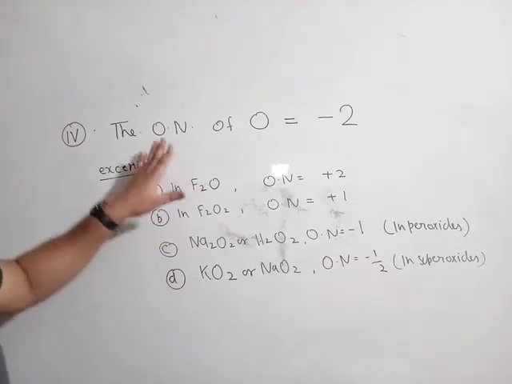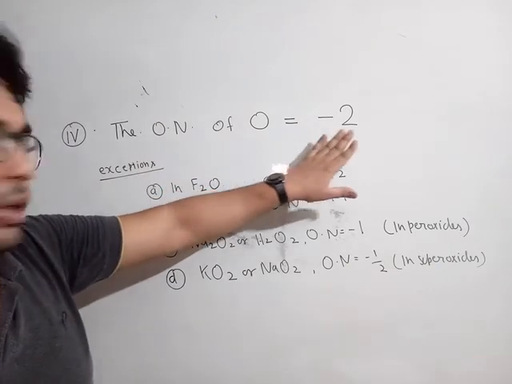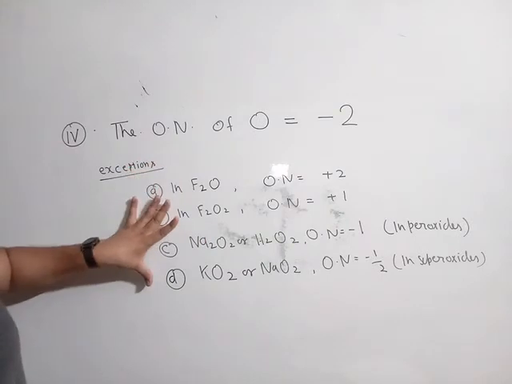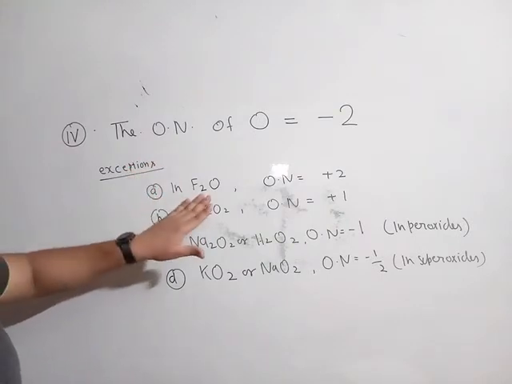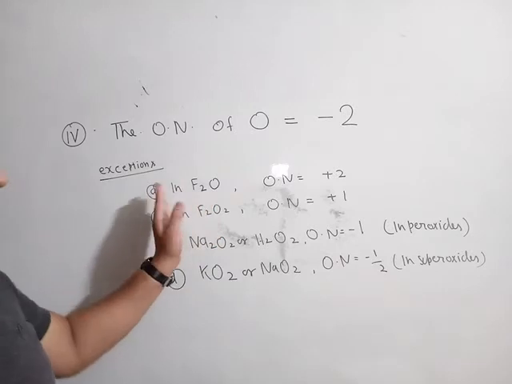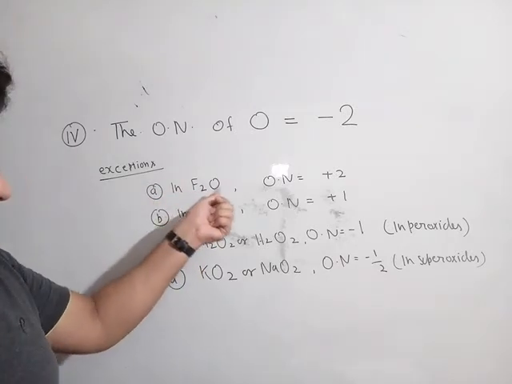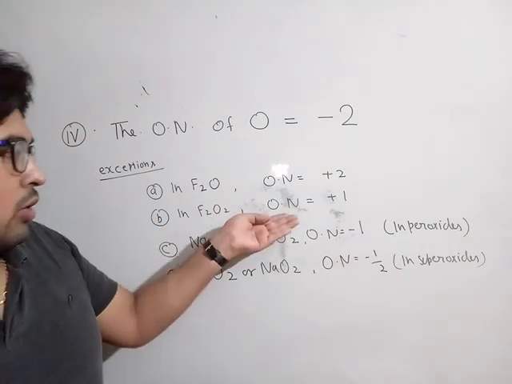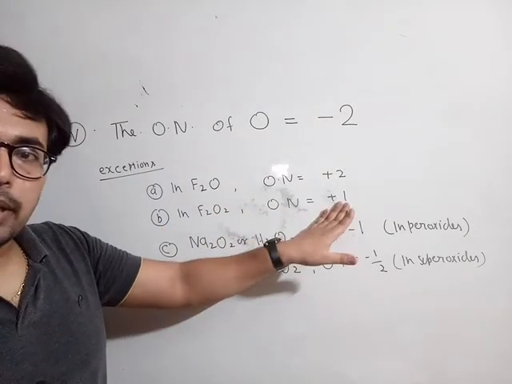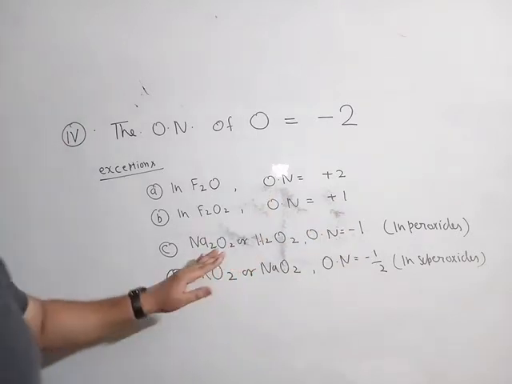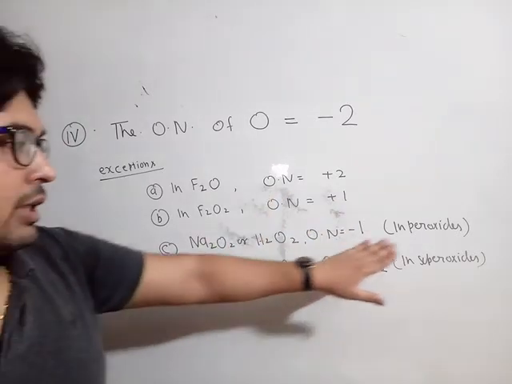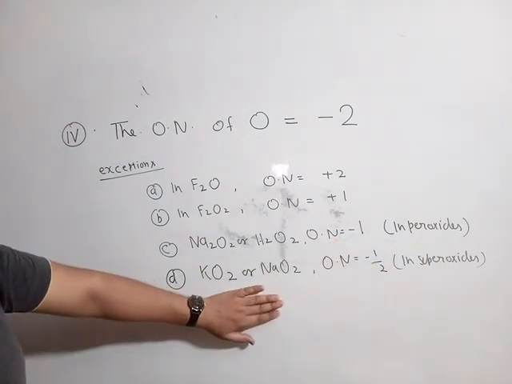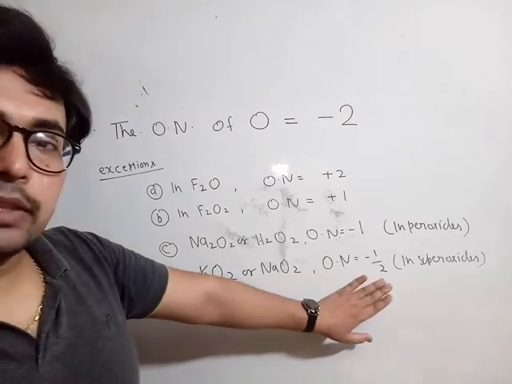The next rule: the oxidation number of oxygen will usually be -2, because it gains 2 electrons. But we have some exceptions, 3-4 of them. In OF2, F is more electronegative than oxygen, so oxygen has to lose electrons, 2 electrons in this case. In O2F2, oxygen has to lose electron, so the oxidation number of O will be +1. In peroxides like Na2O2 or H2O2, the oxidation number of O will be -1, and in superoxides like KO2 or NaO2, the oxidation number will be -1/2.